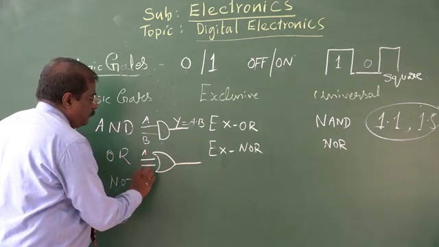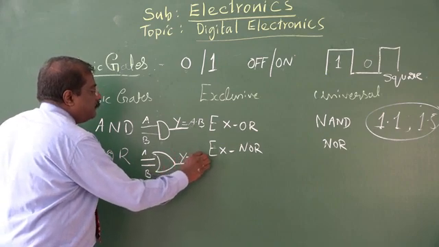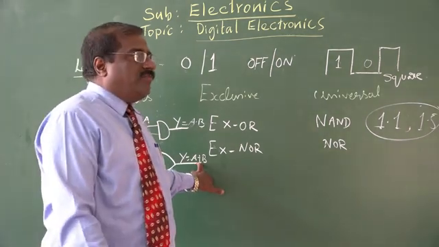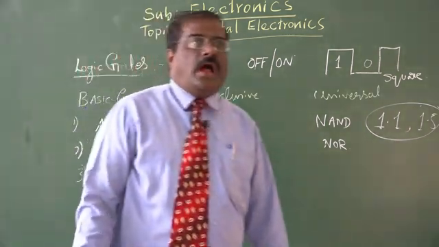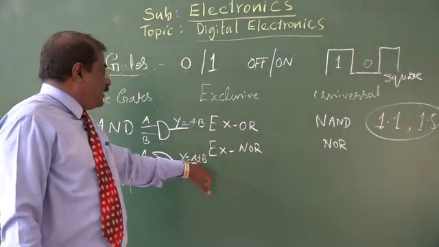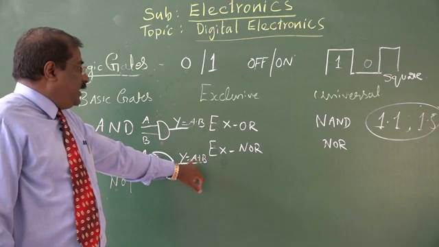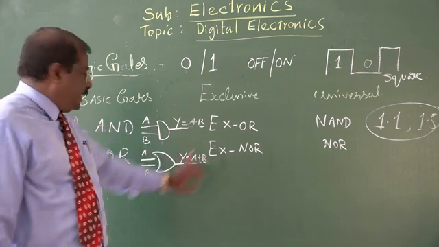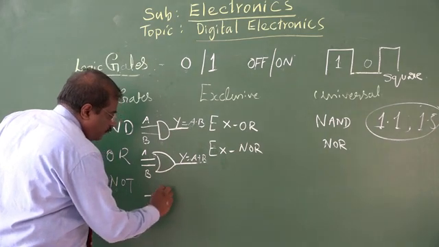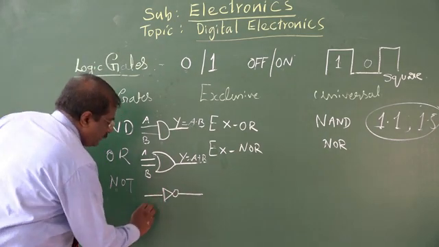A, B. So Y equals A plus B. This plus represents what is known as an OR function, that is called A or B. That plus in digital electronics is called the OR function, A or B. Now the NOT gate: what we have is just one input and one output.